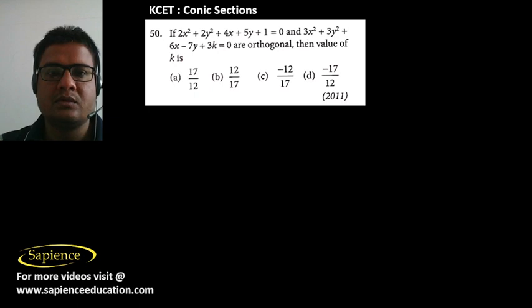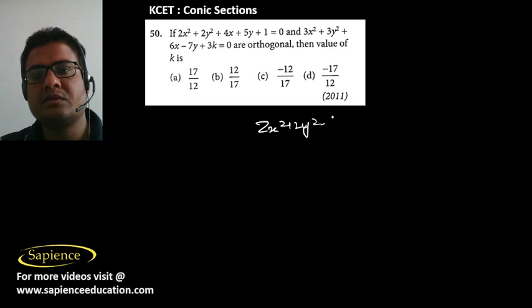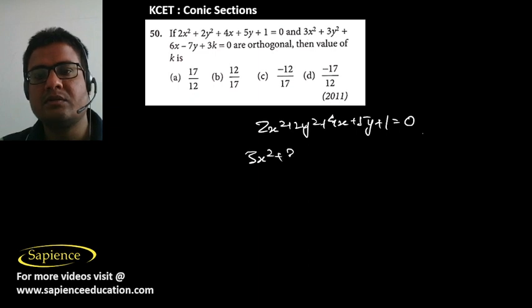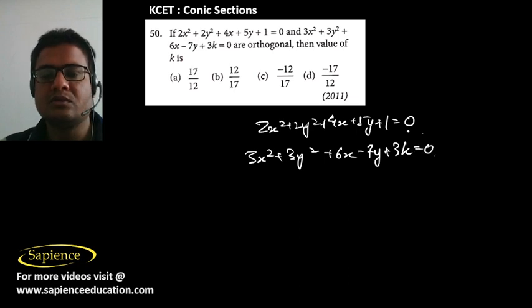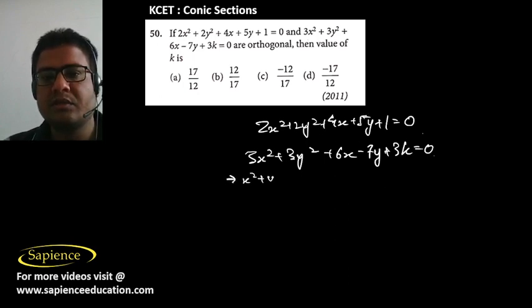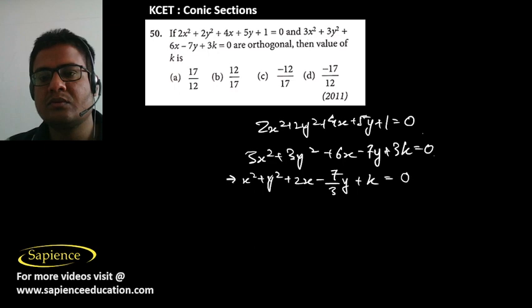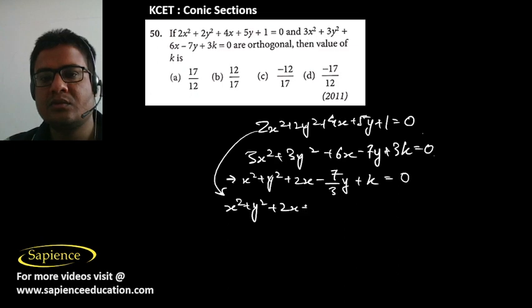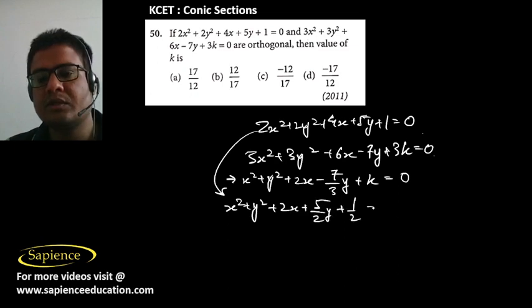Okay. Then in question number 50 it is told, if 2x square plus 2y square plus 4x plus 5y plus 1, that is equal to 0, and 3x square plus 3y square plus 6x minus 7y plus 3k, that is equal to 0, are two orthogonal circles, then find the value of k. So these two circles are orthogonal, which means that x square plus y square plus 2x minus 7 by 3y plus k, that is equal to 0. And from here we have x square plus y square plus 2x plus 5 by 2y plus 1 by 2, that is equal to 0.